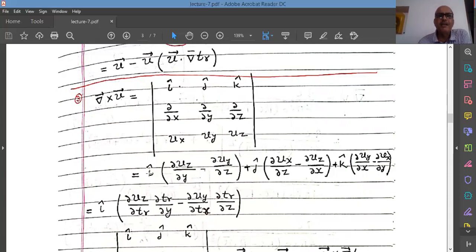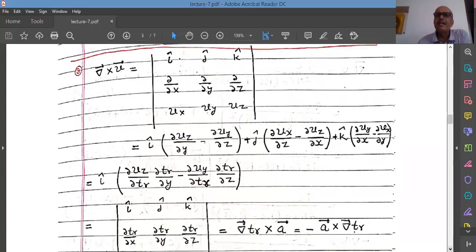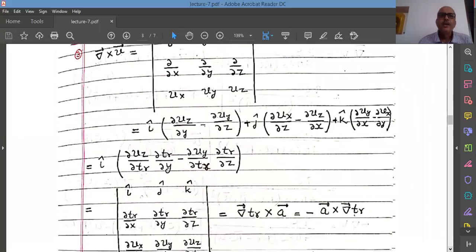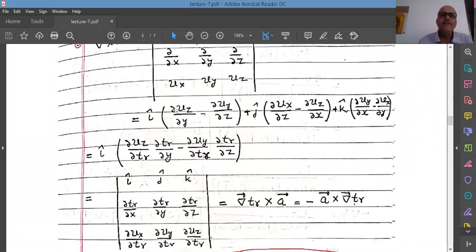So now by a simple method, we can find out the coefficients of i, j and k. The same thing has been done here. i into del vz over del y minus del vy over del z, and all the terms we can write down in a similar way, because in the next line I have not written the other two terms. So again, this del vz over del y is written as del vz over del tr into del tr over del y. Similarly, this term has been written as del vy over del z, so del vy over del tr into del tr over del z, and the same thing we have to do for the remaining two terms also that I have not written here.